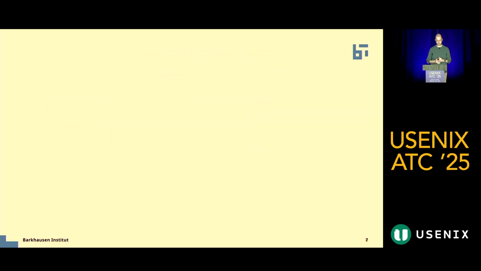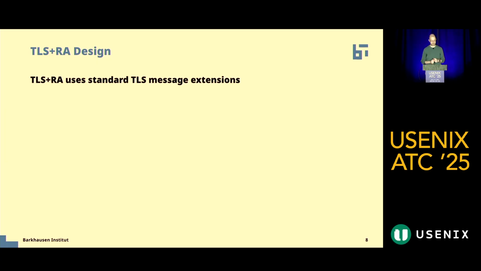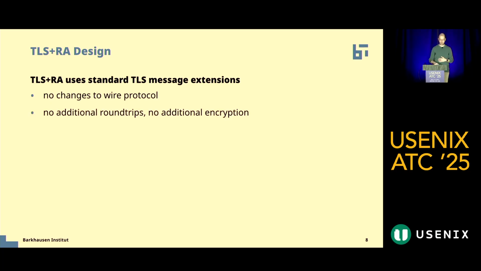Taking this idea, if we look at our initial design goals, this already gets us quite far. So using standard TLS message extensions, we make sure that we have absolutely no changes to the TLS wire protocol. It is a standard TLS 1.3 connection that we're using. We also have no additional round trips and no additional encryption, just that the messages get a little bit larger. And the extensions can carry any attestation report, because in the extension, it is essentially a binary blob that we just transport.